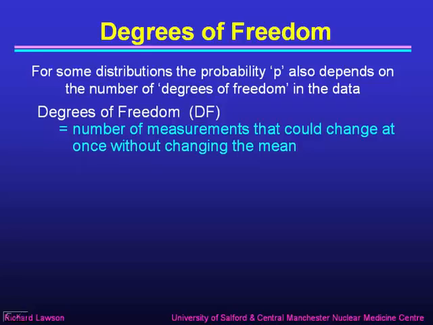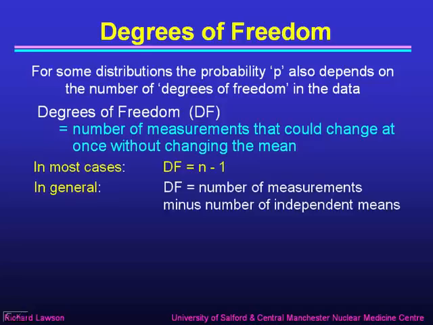Let's say something about degrees of freedom. For some probability distributions, the probability P also depends on the number of degrees of freedom in the data. And degrees of freedom, abbreviated to DF, is the number of measurements that could change at once without changing the mean. In most cases, the number of degrees of freedom is just the number of measurements n minus 1.